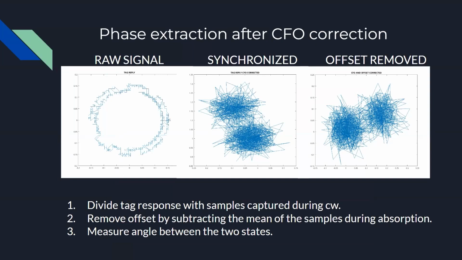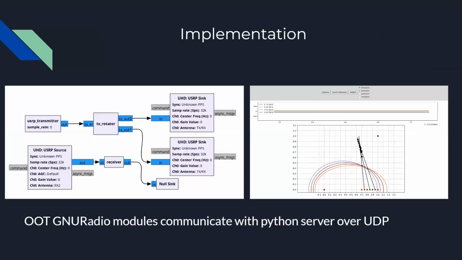So by synchronizing the SDRs, you can see that we can now detect the two distinct states of the tag, and this introduces an offset, but we can remove it later on. And this is now centered around the zero axis, and we can now find the angle of the phase of the tag between these two states.